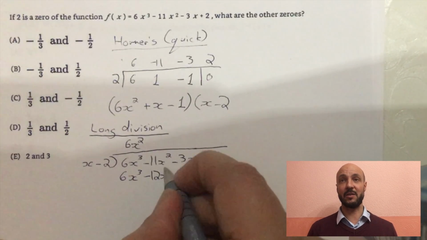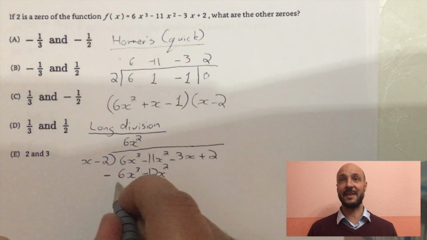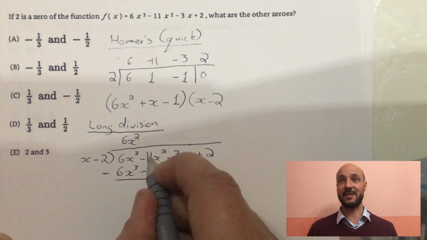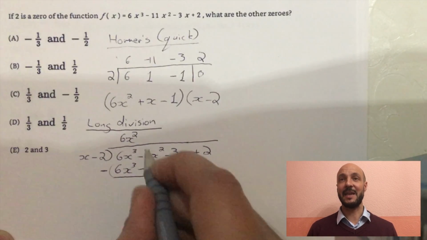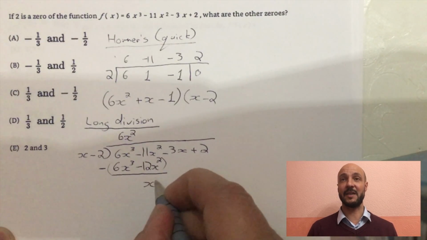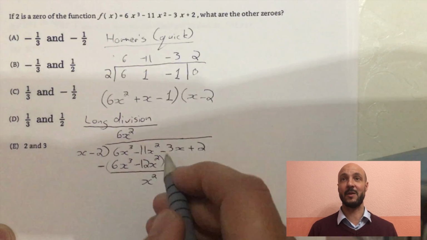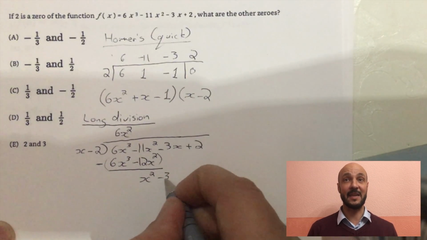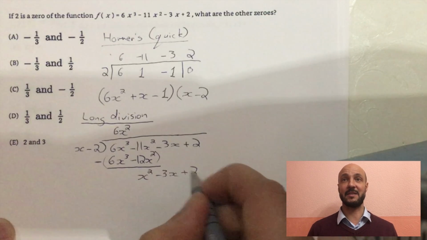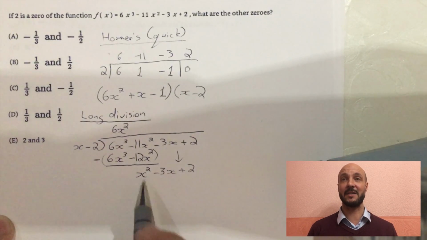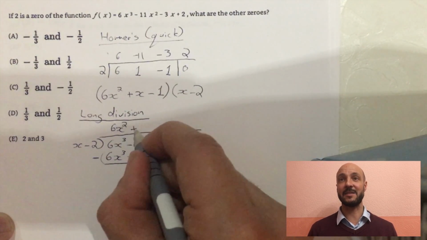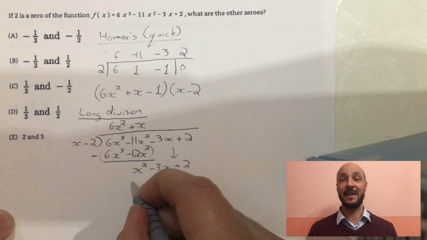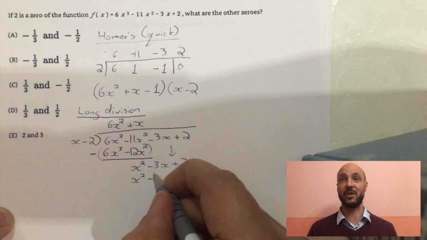Just like normal long division with numbers, we subtract this, giving us that 6x^3 minus 6x^3 cancels out. -11x^2 minus -12x^2 is plus 12x^2, which gives us x^2. We drag the rest of what we've got down, so we've got x^2 - 3x + 2. How many x's go into the x^2? x's go in, so we put x on the top there.